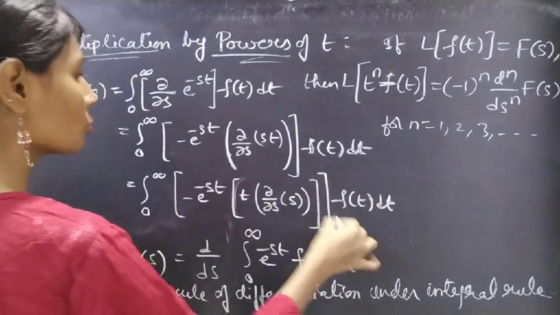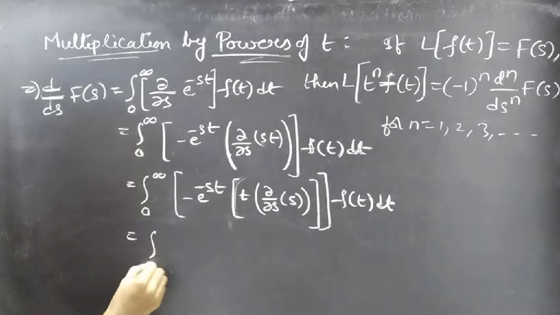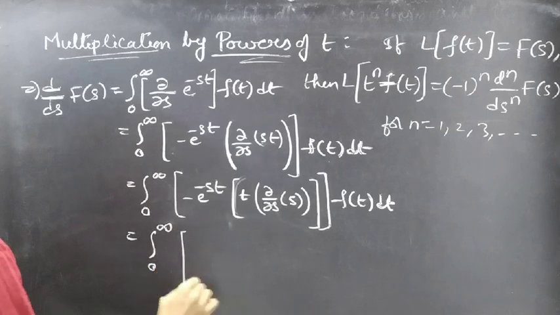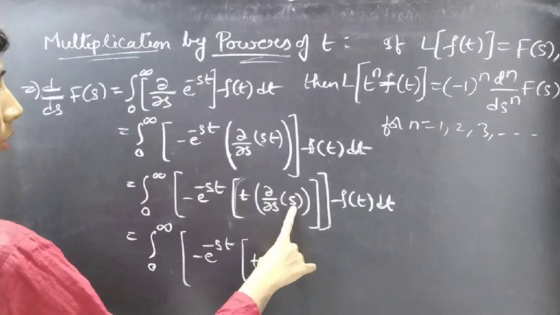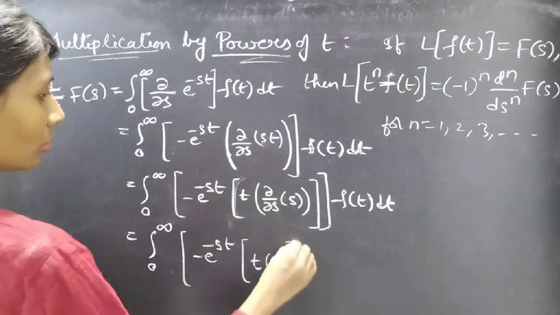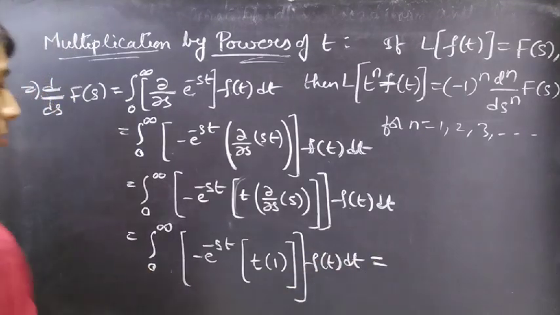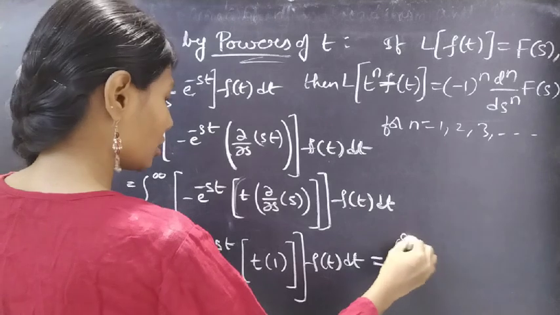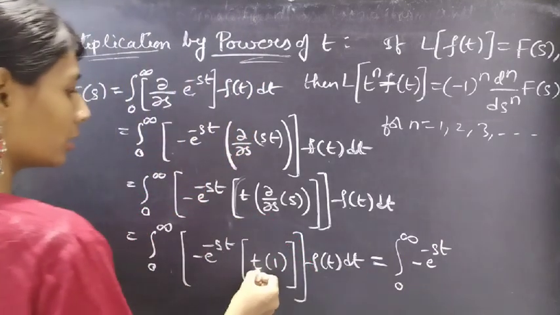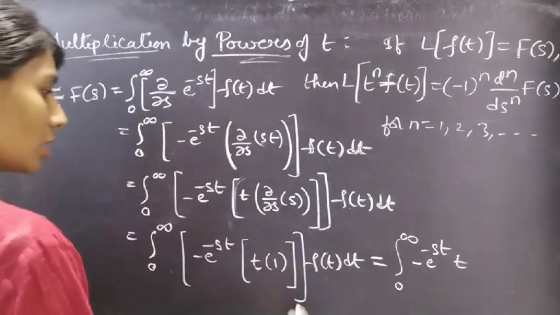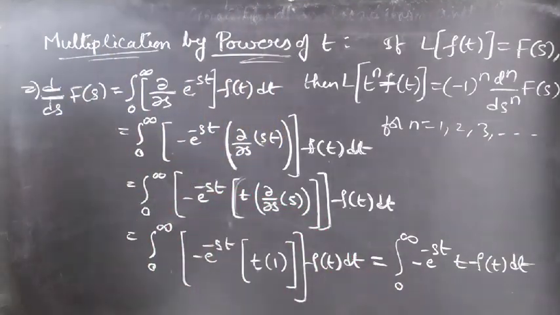You can skip these two steps. This becomes integral 0 to infinity minus e power minus st into t into the partial derivative of s with respect to s, which is 1, into f of t dt, which gives us integral 0 to infinity minus e power minus st into t into 1, that is t into f of t dt.